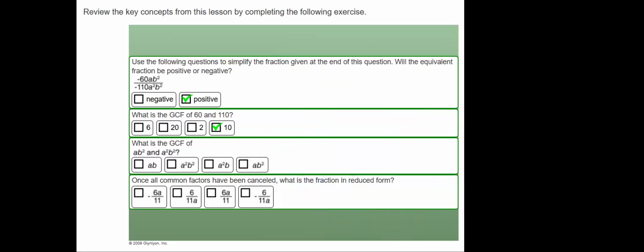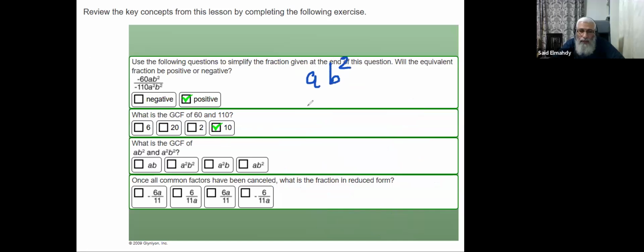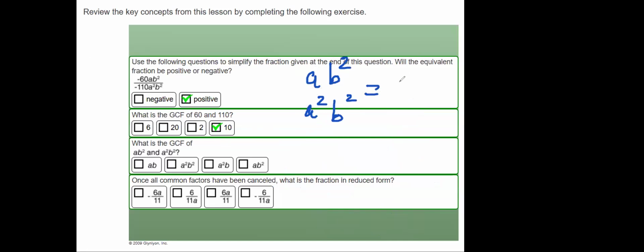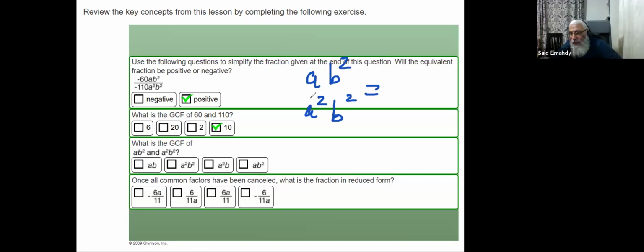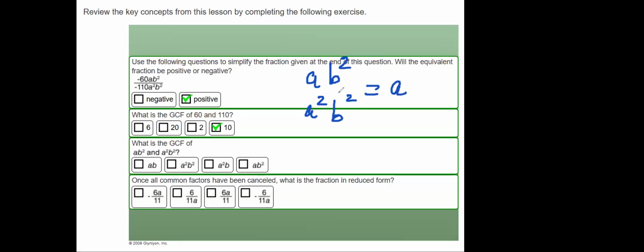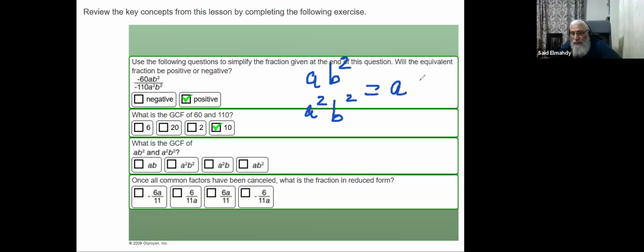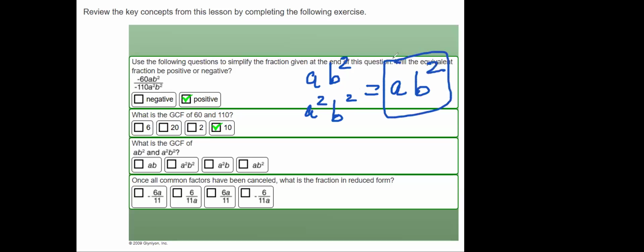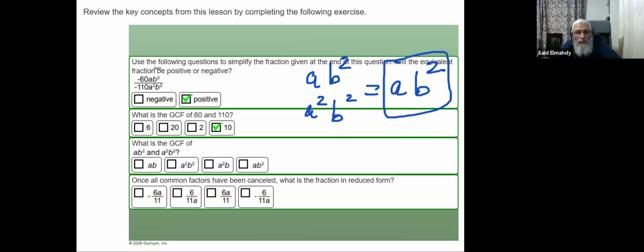Next question. What is the GCF of A, B power 2 and A squared, B squared? What is common between A and A power 2? 1A. And what is common between B power 2 and B power 2? 2 B's, B power 2. So this is the solution: A, B power 2.